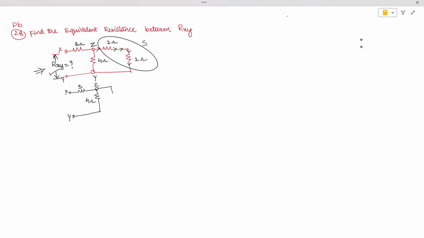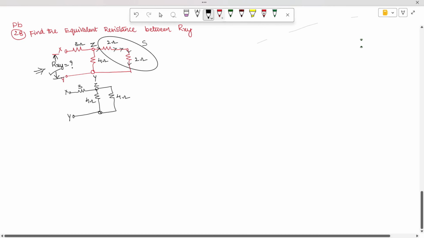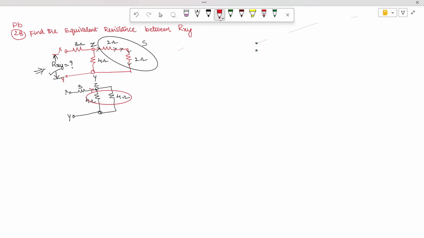So Z as well as the next node is Y. So this is 2 plus 2, which is nothing but 4 ohms. Again, you can observe that these two are connected in parallel. Why? Because the current enters and is going to divide. These two are connected in parallel.